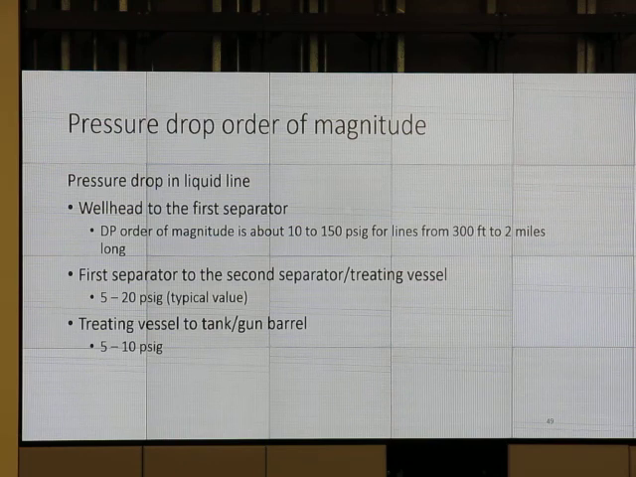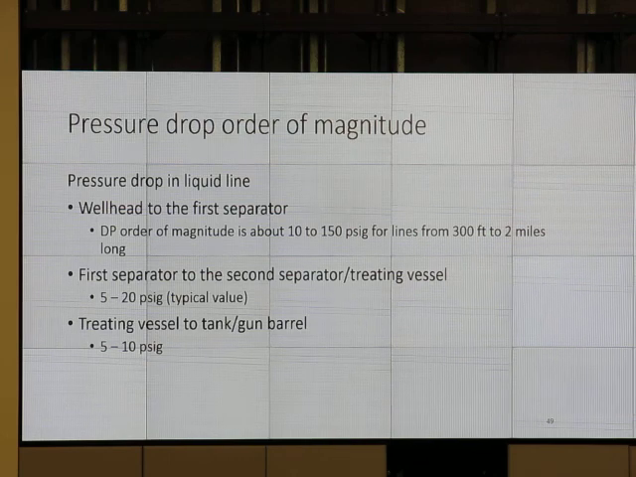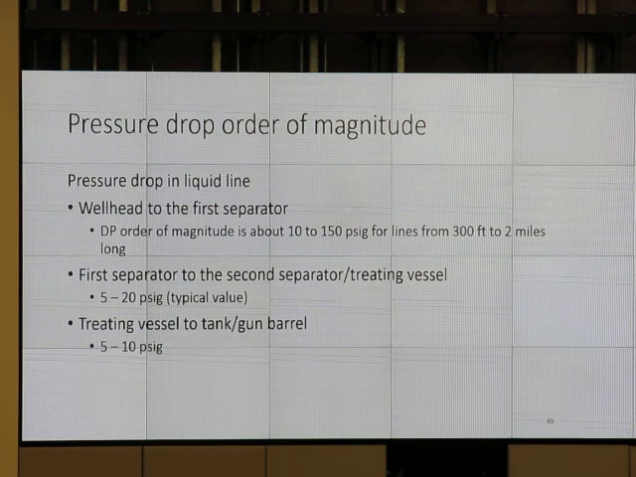Pressure drops, order of magnitude. A lot of questions have been asked about this. So the pressure drop in a liquid line, the wellhead to the first separator. You'll see wellhead pressures on the wells, order of a drop coming across there of about 10 to 150 psi pressure drop. And the lines can be 300 feet away or 2 miles. 2 miles seems to be sort of an upper limit we always bump up against about effective distance to have a well away from a header or a battery.